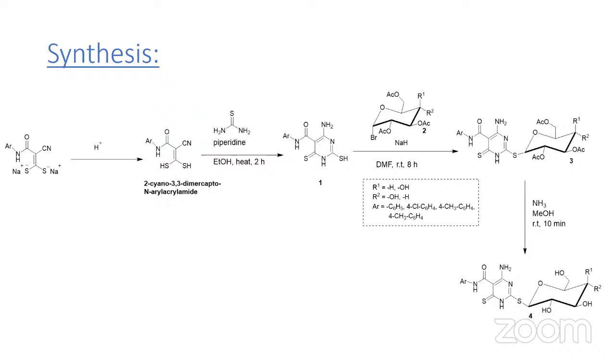After that, thioglycosides, that is the compound three, were reacted with ammonia in methanol at room temperature for 10 minutes to give our desired thiopyrimidine derivative, that is the compound four. The structures of the compound four were confirmed based on the spectral data and elemental analysis.